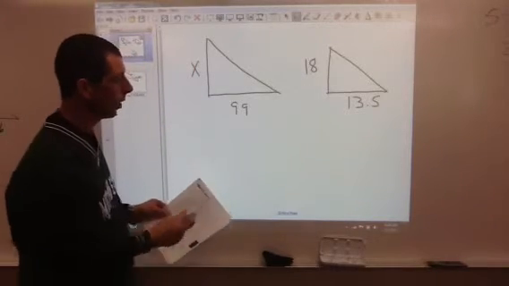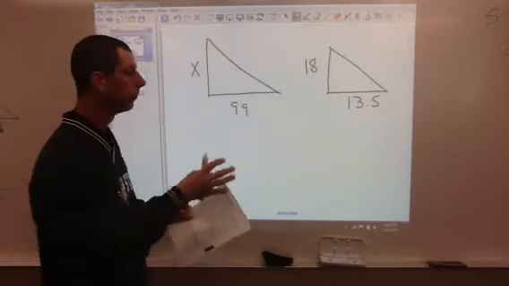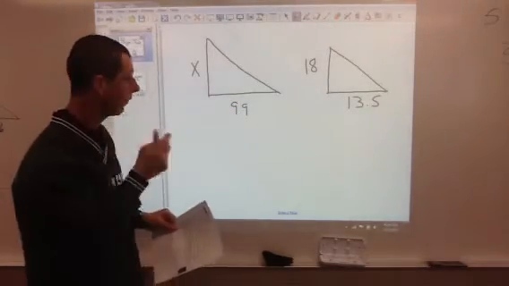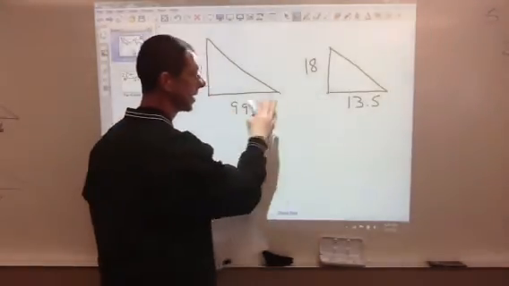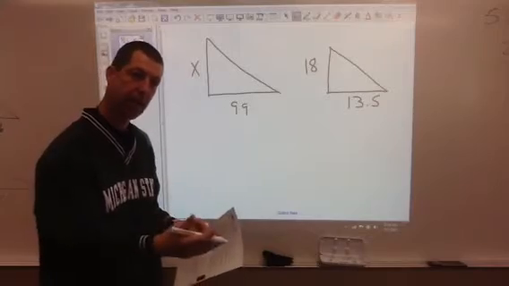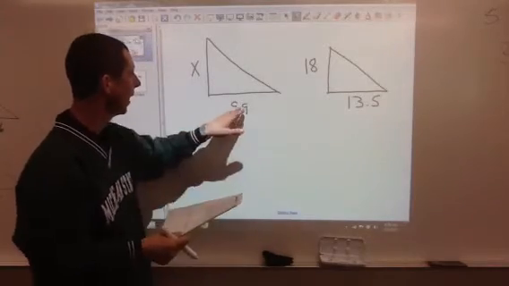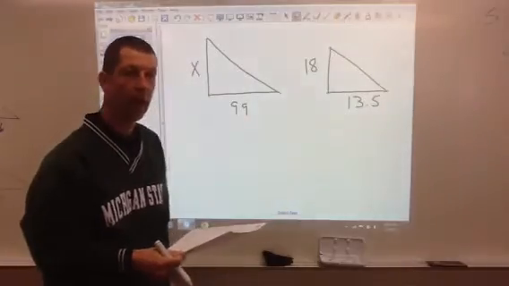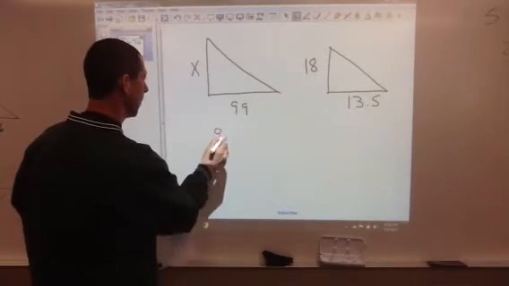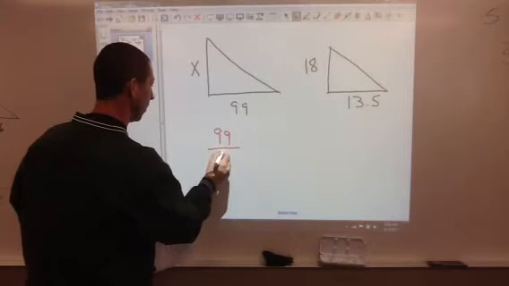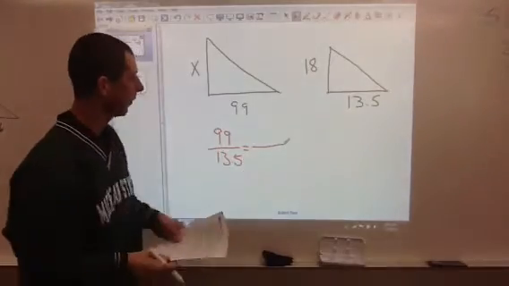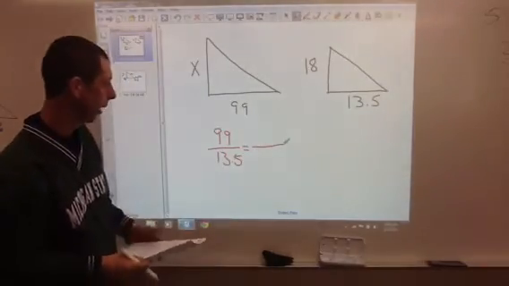Alright, so now I have the word problem set up as a drawing here with two similar triangles. Now what I have to do is find corresponding sides from each that are given. Now a corresponding side is the same side on the other figure. Okay, 99 and 13.5 are corresponding sides. So that's what I'm going to use for my proportion. So I'm going to go 99 over 13.5. Okay, I'm going to put an equal sign and make a fraction bar.